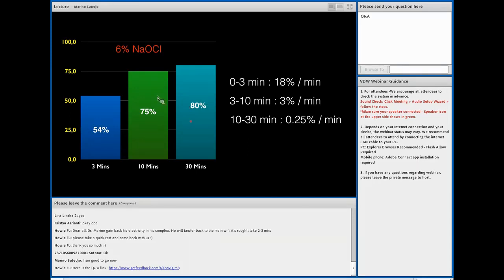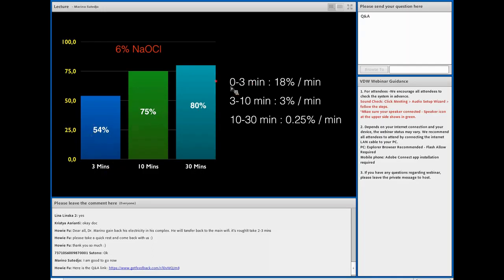As you can see here, if we are using 6% of sodium hypochlorite for 3 minutes exposure, they can kill 54% of bacteria. If we put 10 minutes, it can kill 75% of bacteria. If we put 30 minutes, like we know from the previous research, we can kill 80%, which is a higher number compared to 3 minutes. But let's not draw conclusions so easily. If you want to divide it, for the first 3 minutes, they can kill 54%.